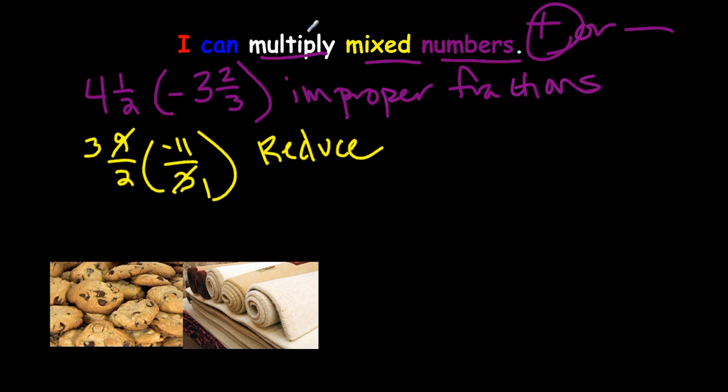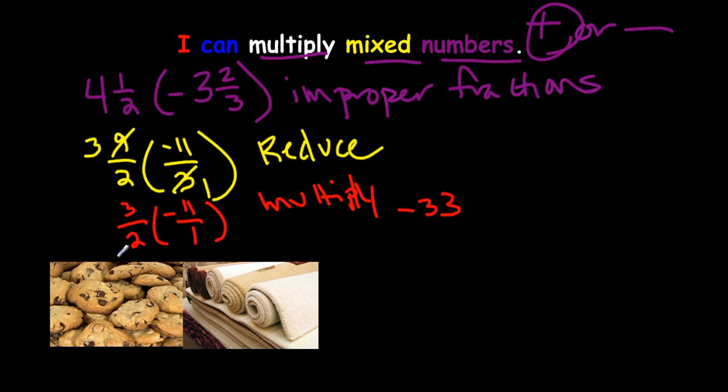And my next step is I'm going to rewrite. I have 3 over 2 times negative 11 over 1. I'm going to go ahead and multiply, and you just multiply straight across. 3 times negative 11 gives me negative 33, and 2 times 1 gives me 2.